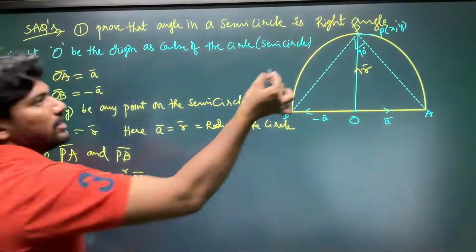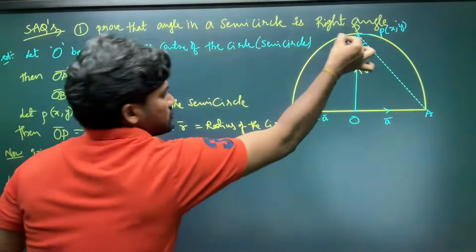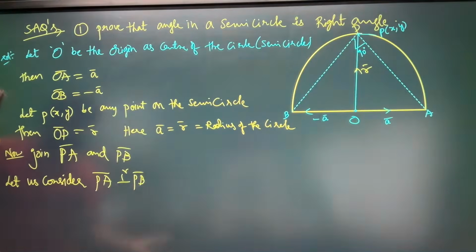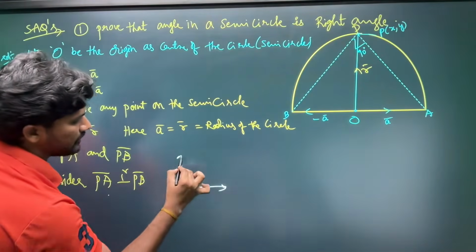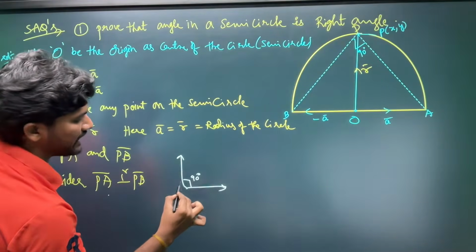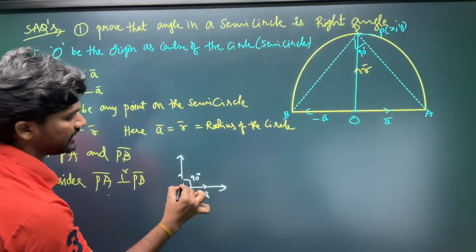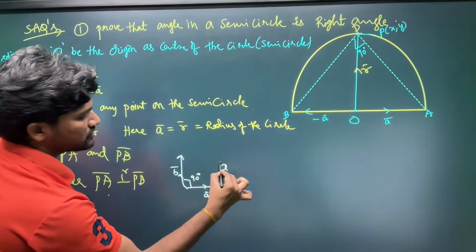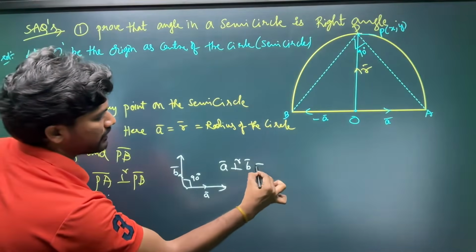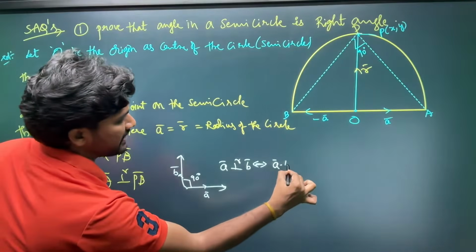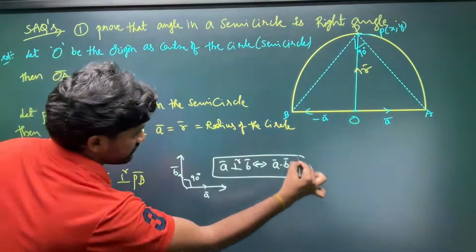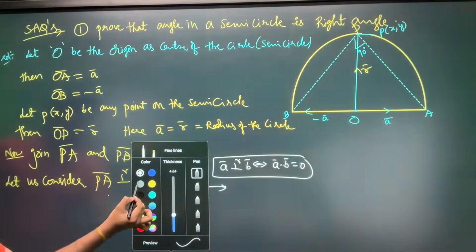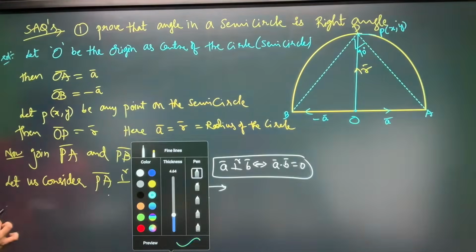So PA bar is nothing but... whenever two vectors are perpendicular, and the angle between the two vectors is 90 degrees, you know very well, A bar is perpendicular to B bar if and only if their dot product is equal to 0. Clear? That is the vector dot product, or what we call the scalar product.